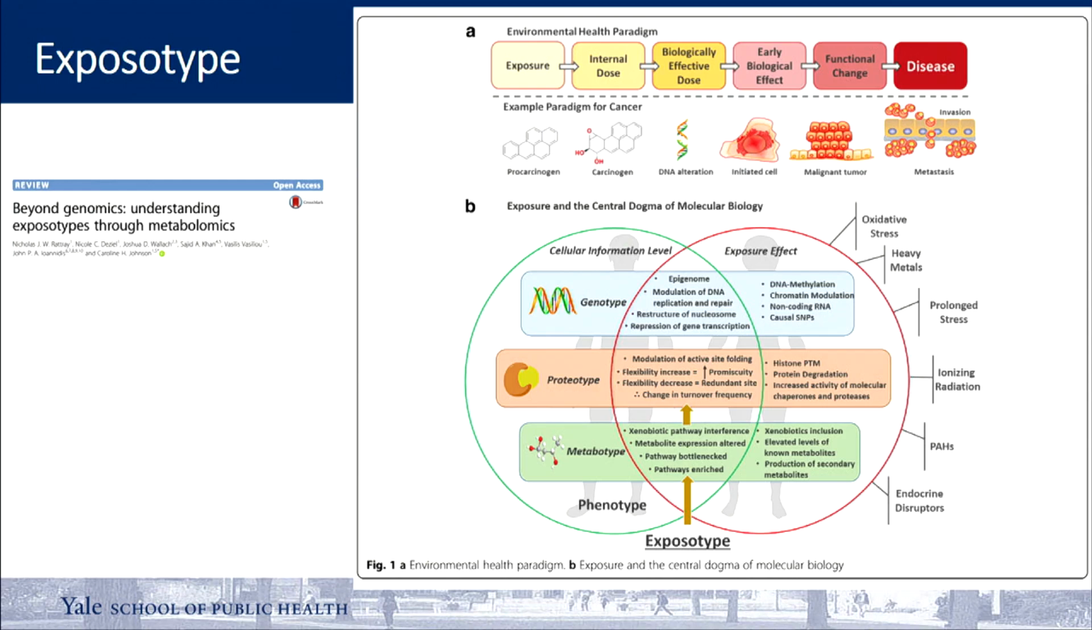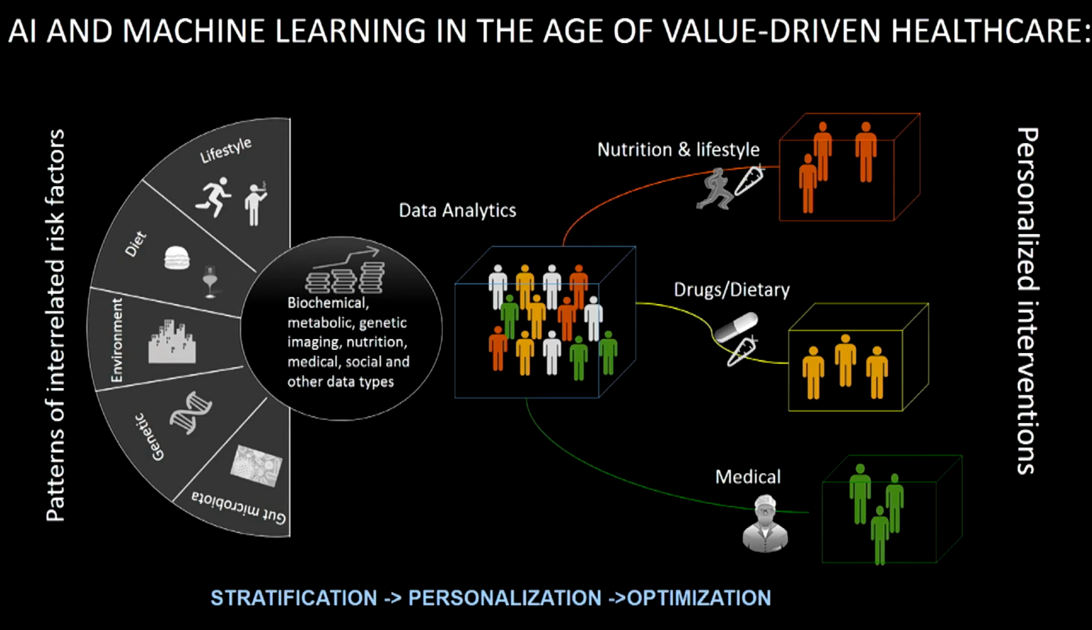So I think we need to move forward in terms of research by using a combination of sciences. Essentially, this is where artificial intelligence and machine learning are going to be really helpful in terms of personalized interventions, looking at the effects of our environment on biochemical, metabolic, genetic, imaging, nutrition, medical, social, and other types of data. We have the population data, and then we're going to distinguish what is going on. This is easy to say, easy to create a cartoon, but how do you do that? This is really painful, and we spent quite a bit of time.